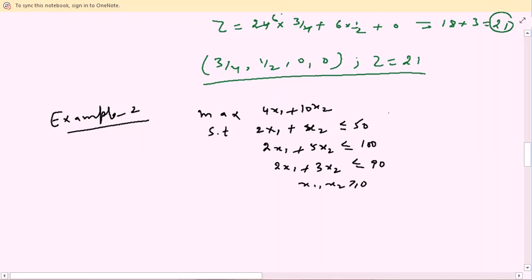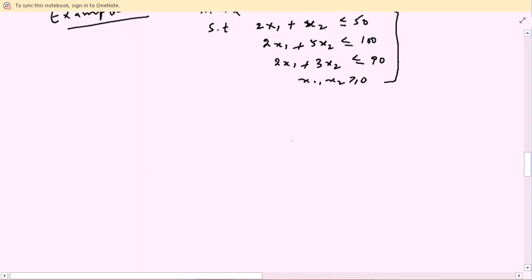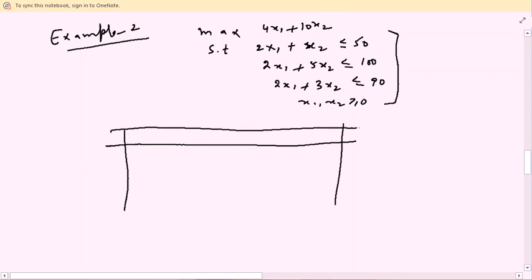This is again a small problem with two variables only and can be solved by graphical method. But we will solve this problem by simplex method. So after solving the problem by simplex method, we have obtained the following table. So the optimal table of this problem is given as this. So my variables are x1, x2, s1, s2, s3. Here s1, s2, s3 are my slack variables.